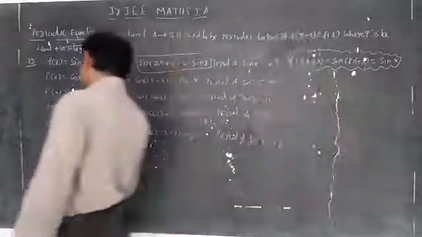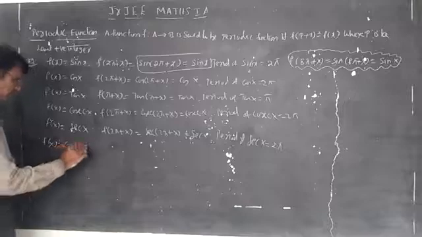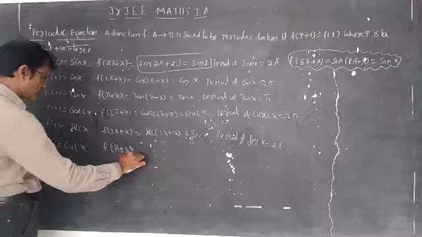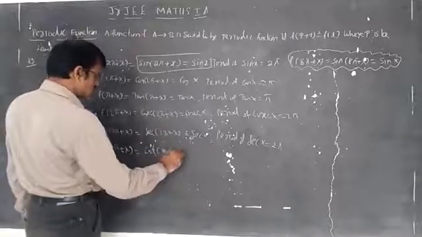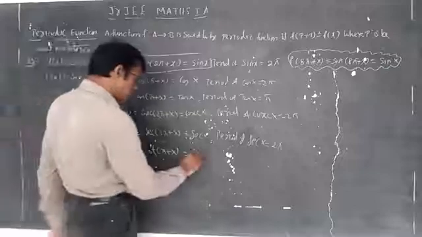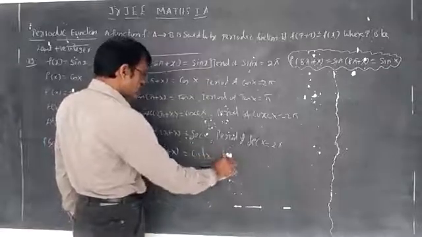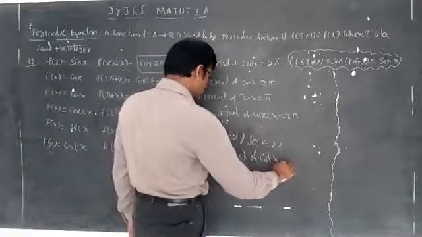Next one, f of x is equal to cot x. Cot and tan are reciprocals, so we put here f of pi plus x. So cot of pi plus x. Cot of pi plus x is equal to cot x. You should get positive. Therefore, you can write period of cot x is equal to pi.